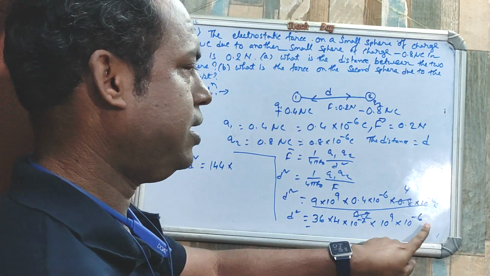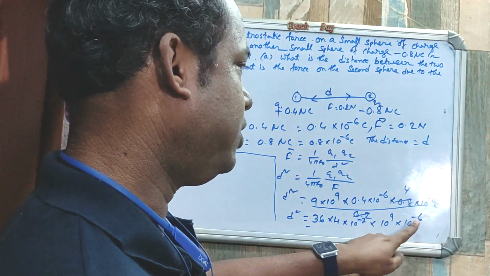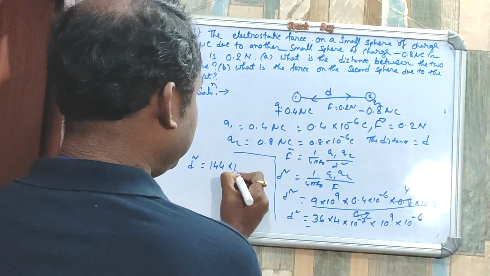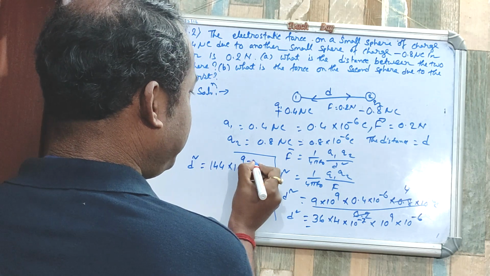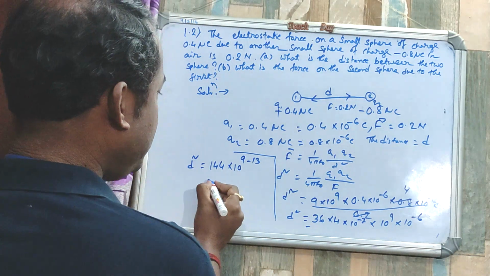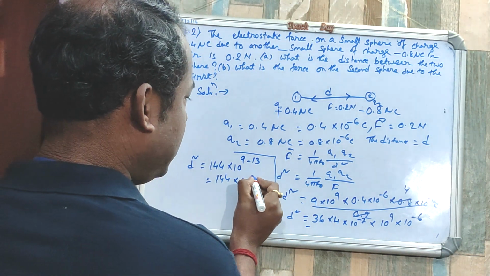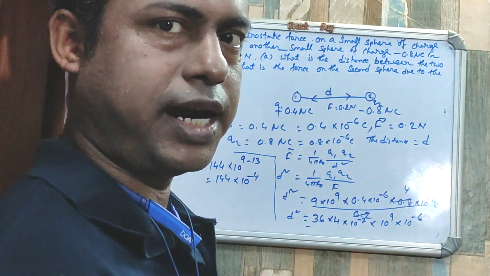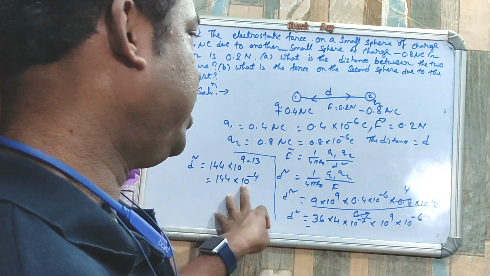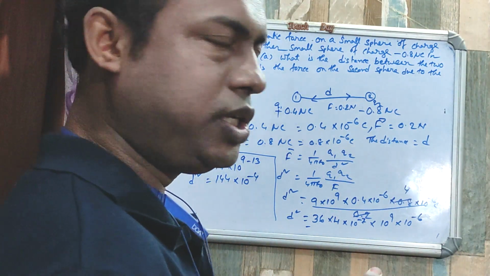So minus 7 plus 9 minus 6. What is the value of minus 7 minus 6? 13. So 10 to the power 9 minus 13. So it may be written in the form 144 into 10 to the power minus 4. Is it clear? So 144 into 10 to the power minus 4. What is the value? This one is d square.